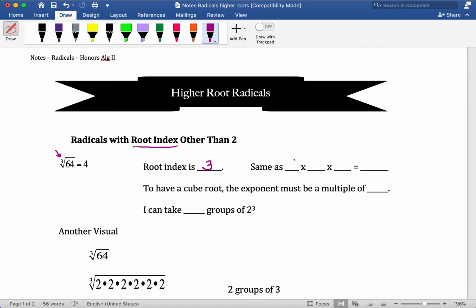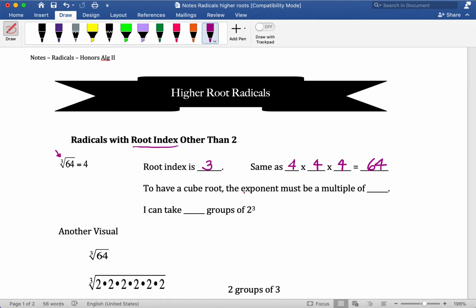64 is the same as 4 times 4 times 4. Right? 4 times 4 is 16. 16 times 4 is 64. And so this is why the cube root of 64 is 4. Because what number times itself 3 times gives me 64. We want to know what number multiplied by itself this many times, the index, 3 times, is 64, the radicand. 4. So the cube root of 64 is 4.